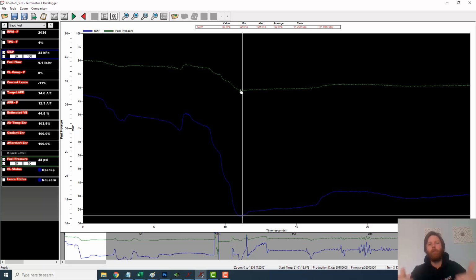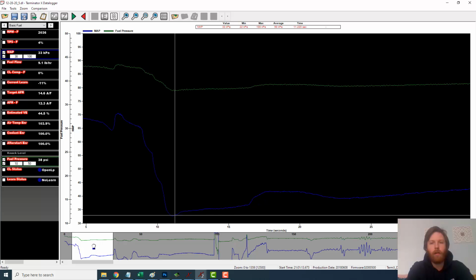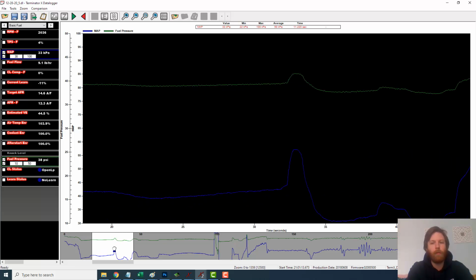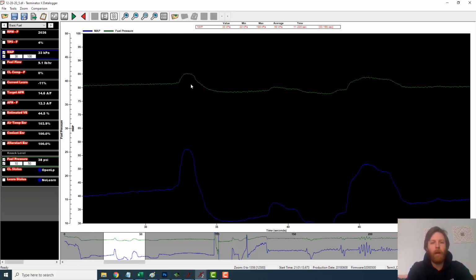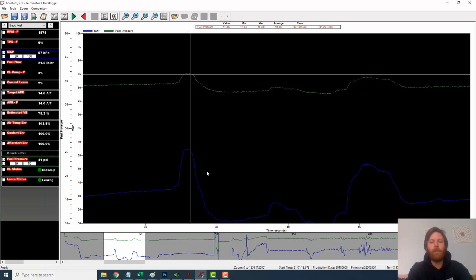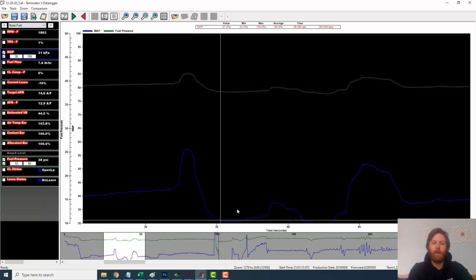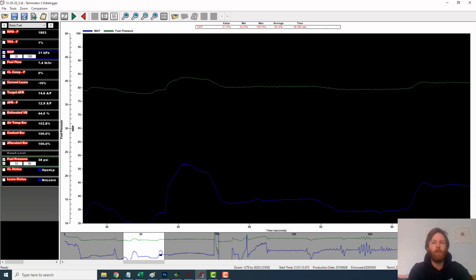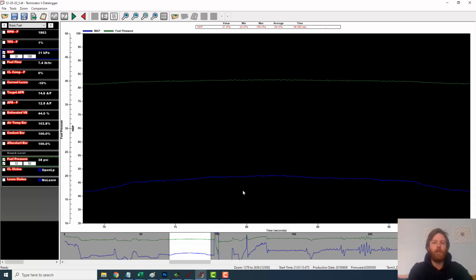So anyways, this is the expected behavior. MAP goes down, fuel pressure goes down. MAP goes up, fuel pressure goes up. And we can look through this entire log and see that trend holds true. I've got another good spike here. One goes up, the other goes up. Here it goes down, the other goes down. So everything's looking pretty normal and we're cruising along here.